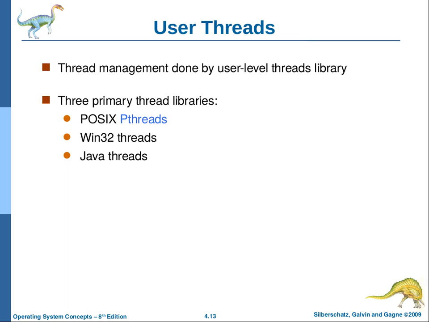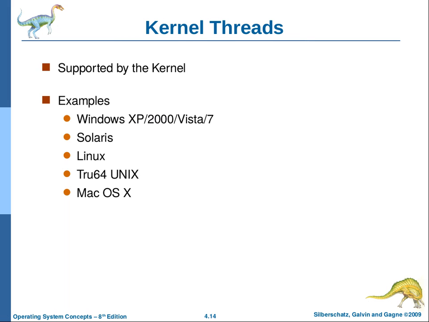All right, user threads. A user thread is managed by a user thread library. It is not managed by the kernel per se, although most of the time the kernel will do something to speed up a user thread. So you have POSIX, Win32, and Java threads. Notice Linux is not on this list.